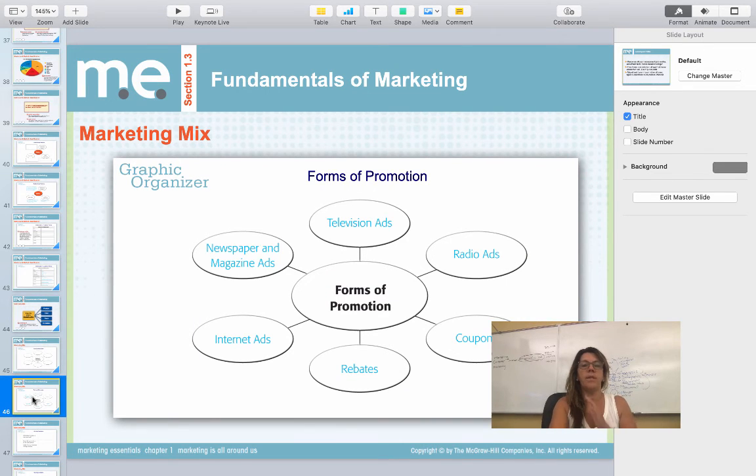And then the last thing, again just a brief explanation of what a promotion is. Promotion is a way in which you inform, persuade, or remind people about a product, a service, or an idea. So this just gives you an idea of the different types of promotions. You have anything from TV ads to newspaper, magazine ads, internet ads, anything that's persuading you to make a purchase.